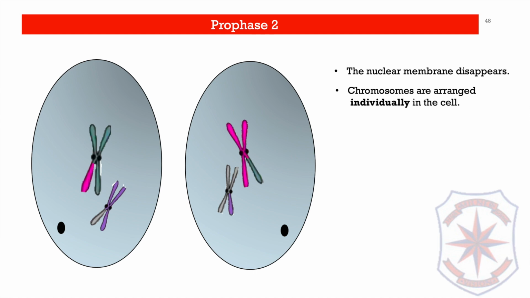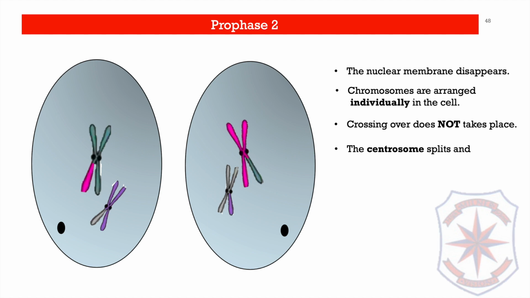Chromosomes are arranged individually in the cell. They are not arranged in homologous pairs. They are arranged individually. Okay? And then crossing over does not take place. Remember, crossing over takes place between homologous chromosomes. So since these chromosomes are arranged individually, there is no crossing over.